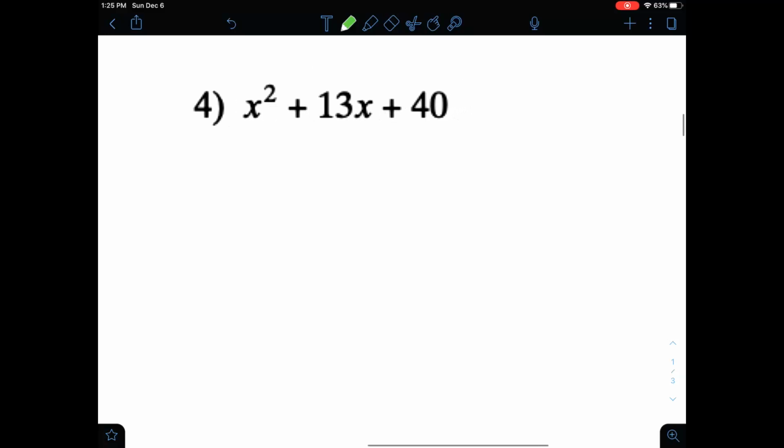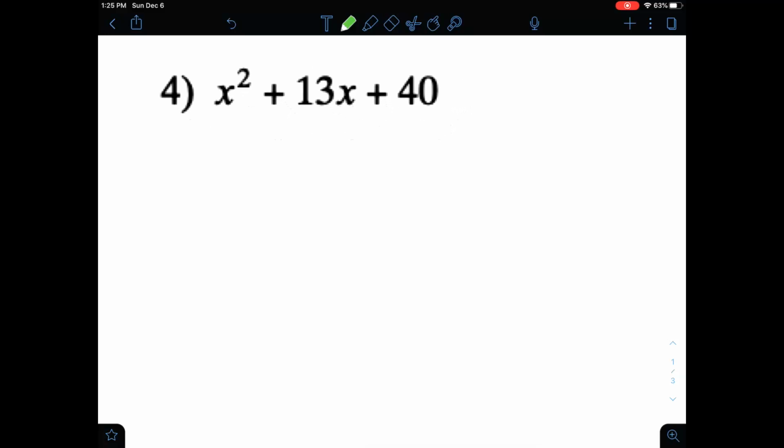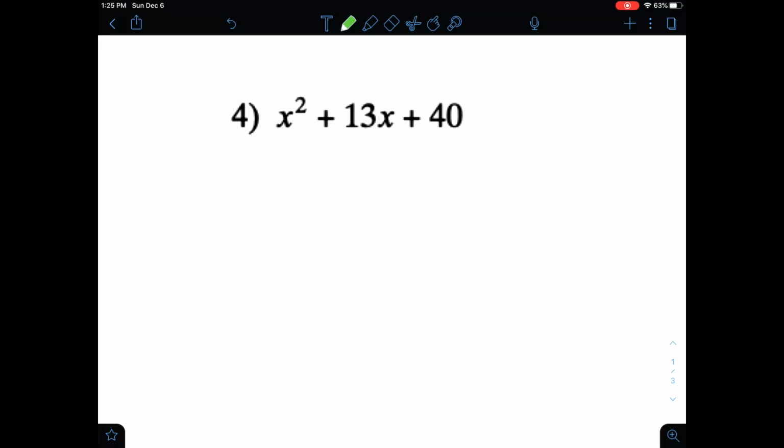Number 4, we have x squared plus 13x plus 40. All right, any GCF here? Well, this is a 1. This one doesn't have an x. We can't pull out a GCF, and there's not a number or exponent we can pull out of here. How many terms do we have here? Well, we got 1, 2, 3 terms. Is it a perfect square trinomial? Well, x squared is a perfect square, but 40 is not a perfect square. Square root of 40 is not going to come out to a nice whole number like 4 or 5 or something like that. So it's not a perfect square trinomial.